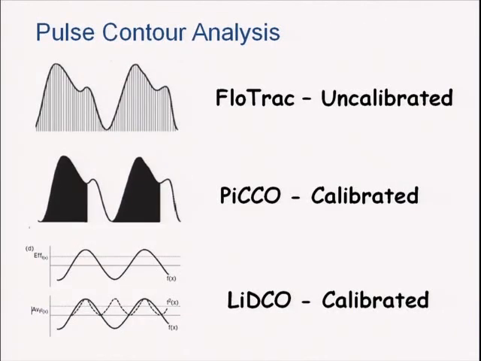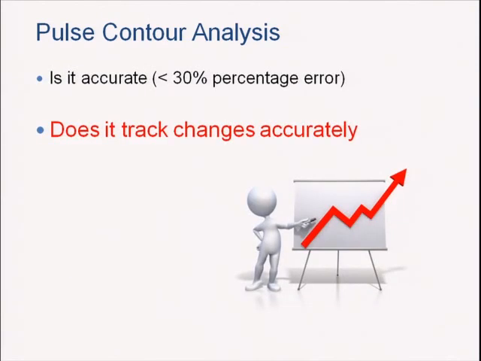So there are 3 basic systems for pulse contour analysis. They use different algorithms to measure cardiac output, kind of illustrated on the slide. So they use the area under the curve together with changes in aortic compliance. The FloTrac system is an uncalibrated system. Both PiCCO and LiDCO are calibrated. PiCCO is calibrated to transpulmonary thermodilution, LiDCO to lithium dilution.